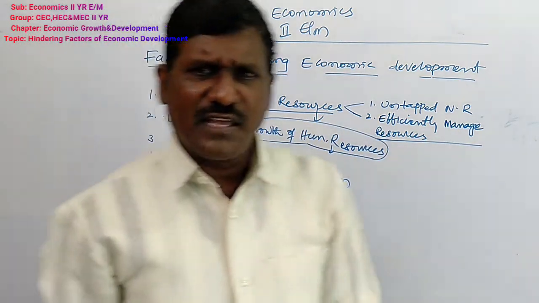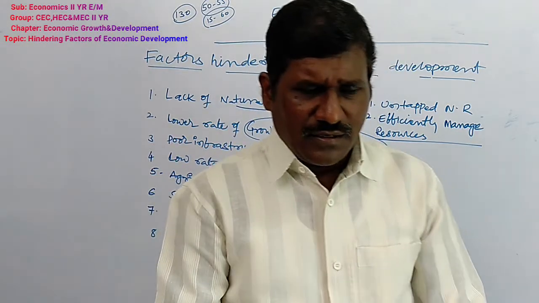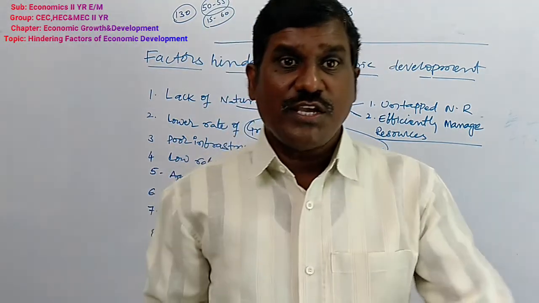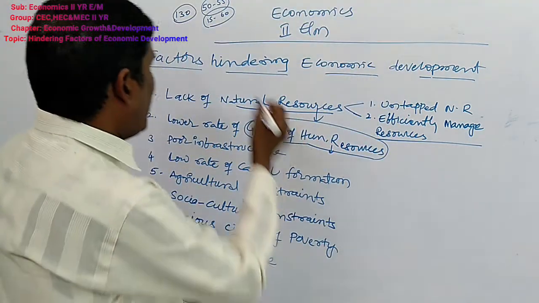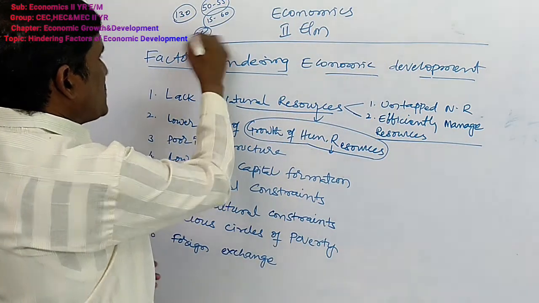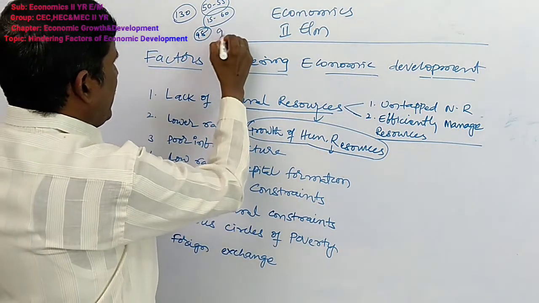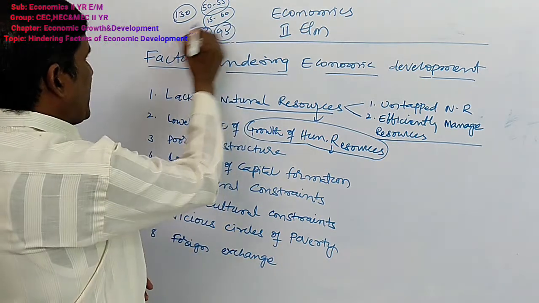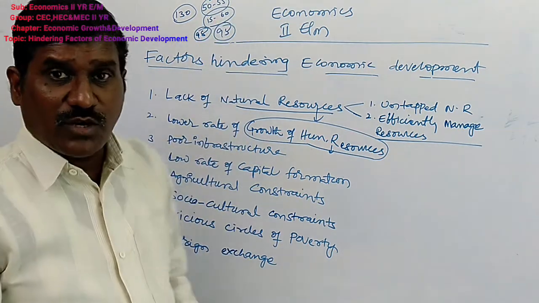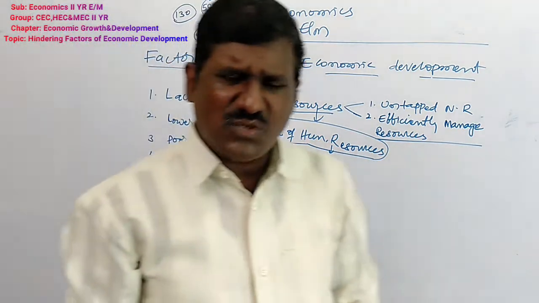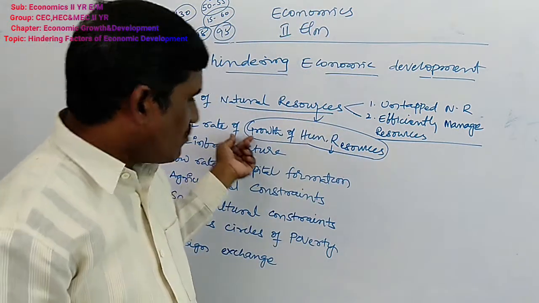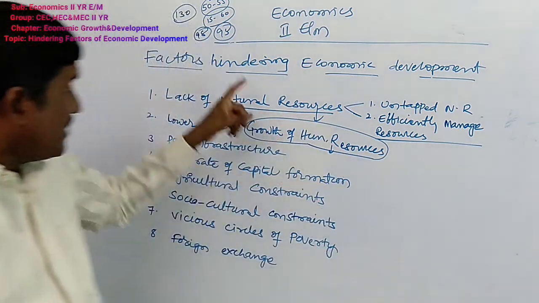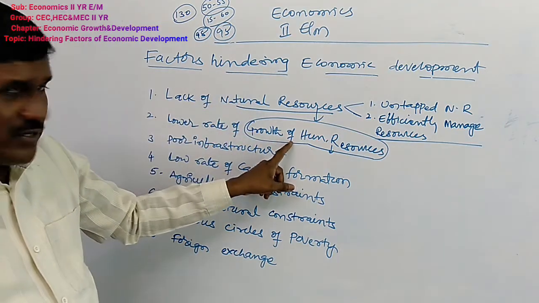In developed countries like America, England, Germany, Japan, France, and even China, they have a full workforce. In America, 98% is workforce. In England, 95% is workforce. But in India, only 50 to 55% is workforce. Why? What is the reason? Many factors lead to this. This is also one of the obstacles, meaning hindering problems of economic development.